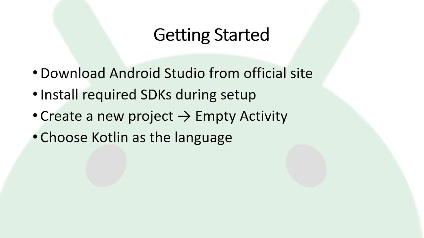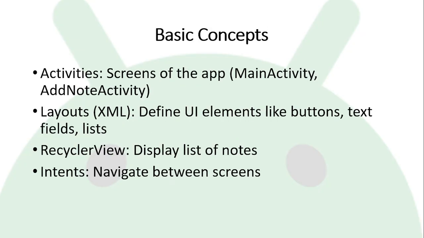In Android, the main building block of an app is an activity, which represents a single screen. For our Notes app, the main screen shows the list of notes, and another screen is used for adding a new note. The user interface is defined using XML layouts, where you place elements like text fields for entering titles and descriptions, buttons, and recycler views. Recycler view is a widget used to display a large set of items efficiently, which is perfect for showing a dynamic list of notes.